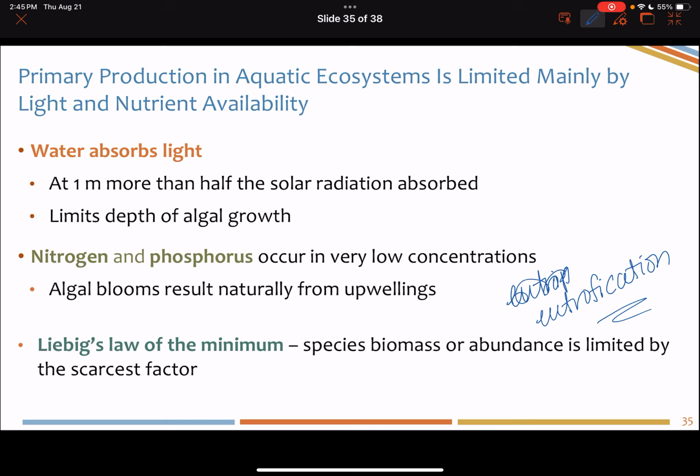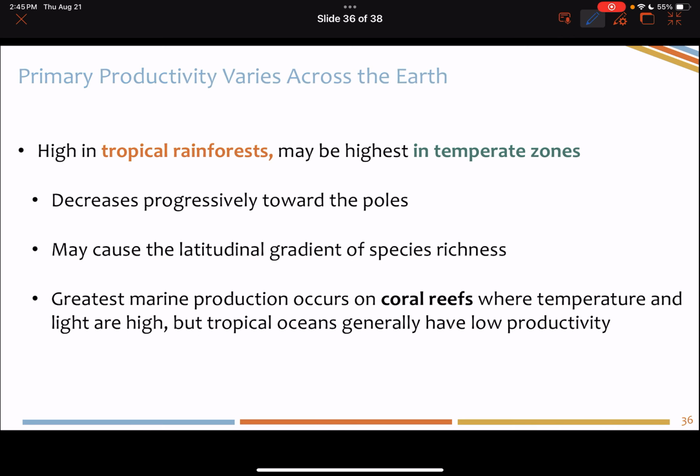So our biomass and abundance is always going to be limited by whatever the scarcest factor is. So you could have plenty of sunlight, but if you have no nitrogen, you're not going to have high primary production.